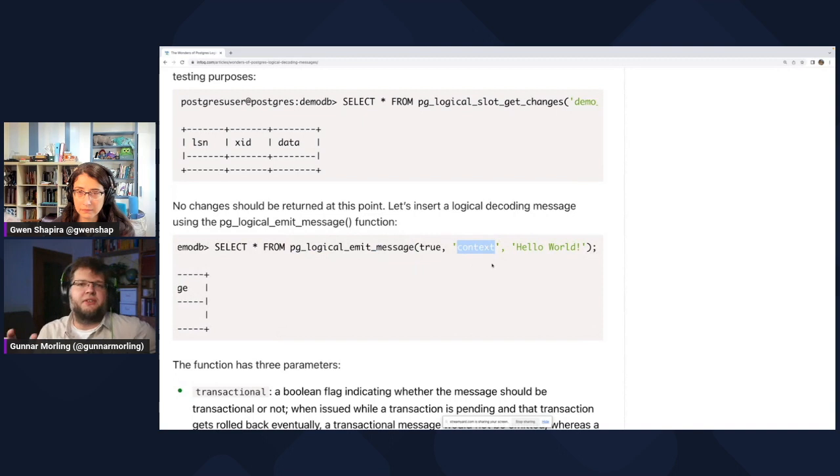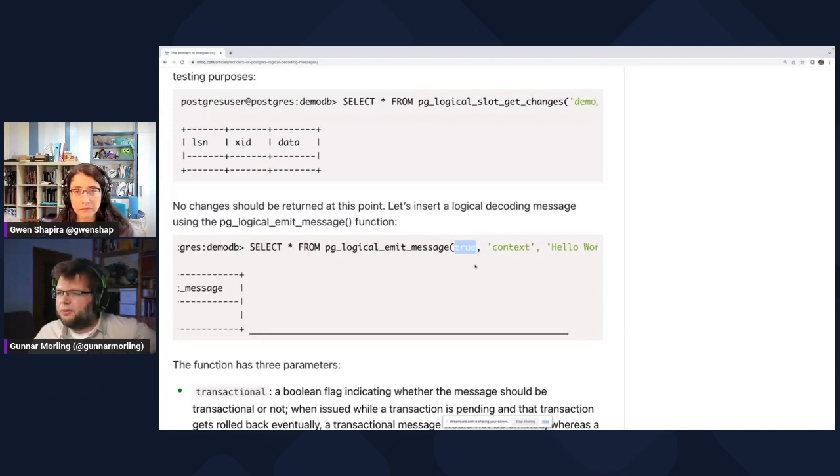Then you have what's called the prefix. The prefix is essentially a category of your messages, a specific type. Maybe that's logging messages or customer messages or whatever it is, right? So that's just a discriminator. If you receive those changes, you could ignore some of the types in which you are not interested.